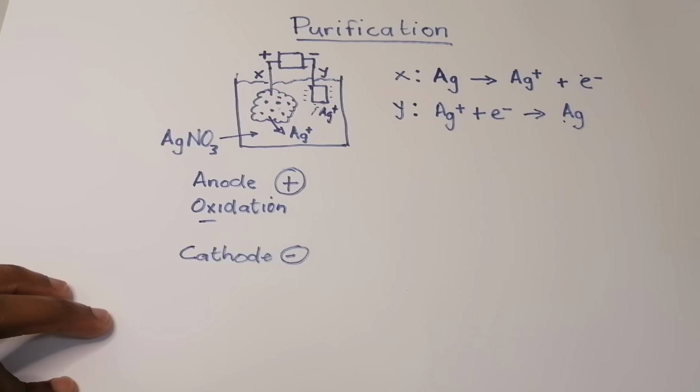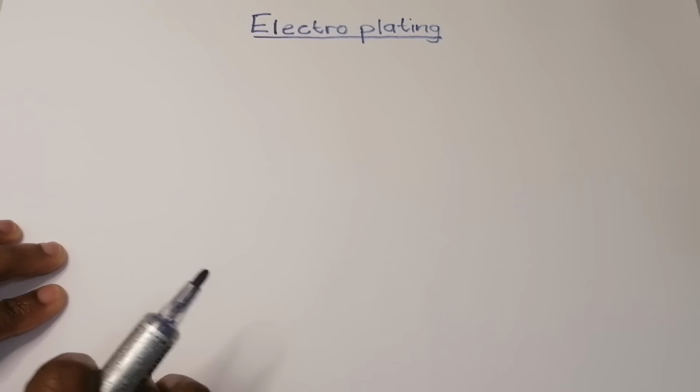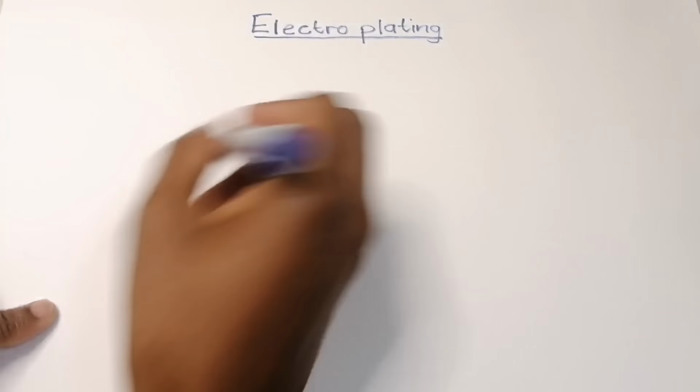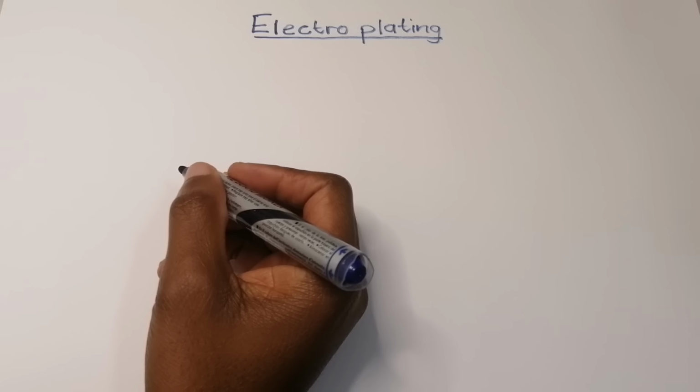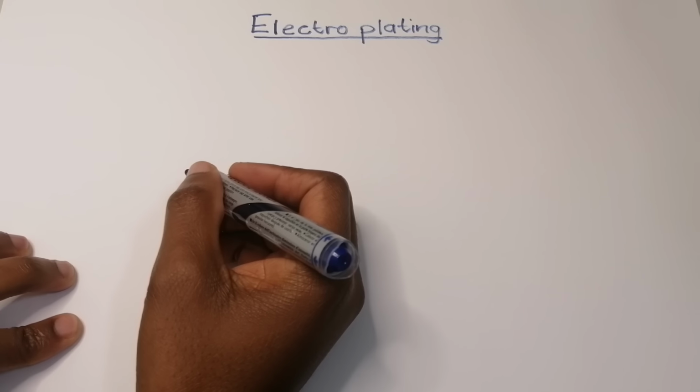So let's take the other one. The last process that we want to talk about is called electroplating. This is typically taking a cheaper metal, a metal that would get easily oxidized, and coating it, plating it, with a more expensive, more precious metal. If you think about the watches or the rings that we normally use, they are actually plated.